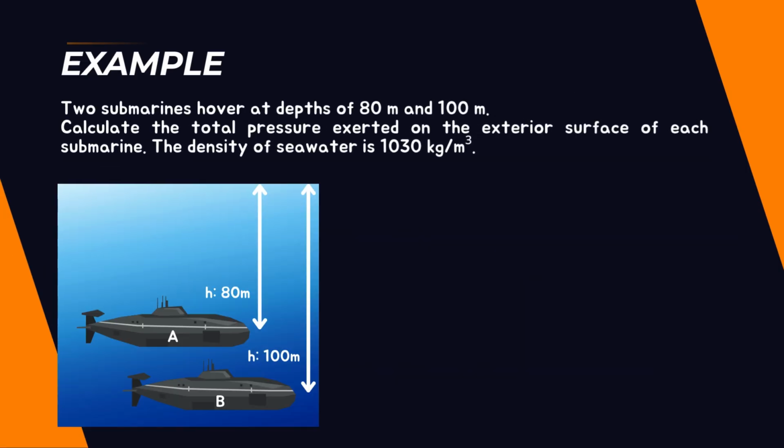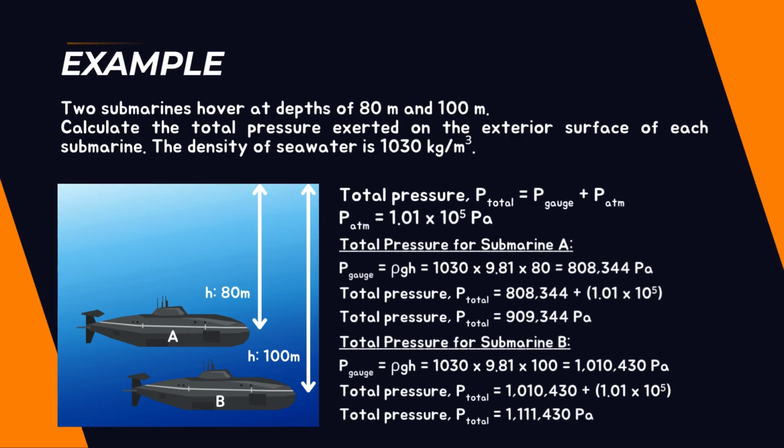In this example, two submarines hover at depths of 80 meters and 100 meters. Using the formula for total pressure, we can calculate the pressure acting on each submarine. The submarine at a depth of 100 meters experiences greater pressure compared to the submarine at 80 meters. This again proves that pressure increases with depth.